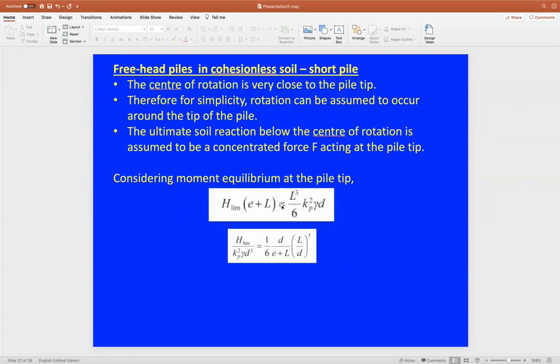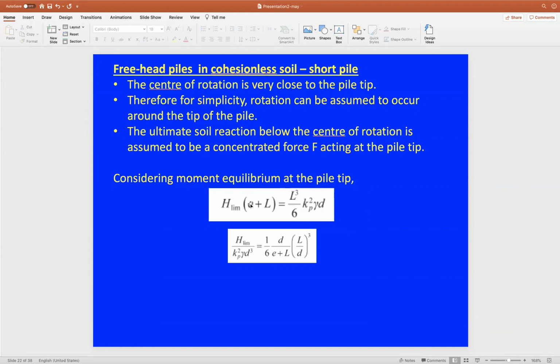So you can use this formula, as you can see here. You can use this formula directly. It's the same as the one we have derived from the sum of the moments about the tip of the pile. And H ultimate can be found by applying these equations.